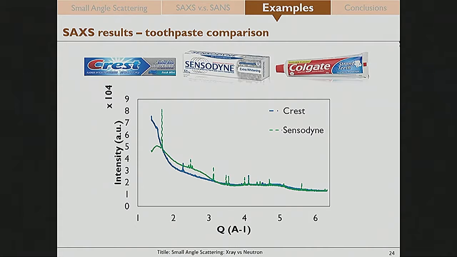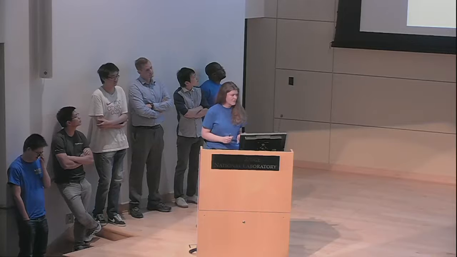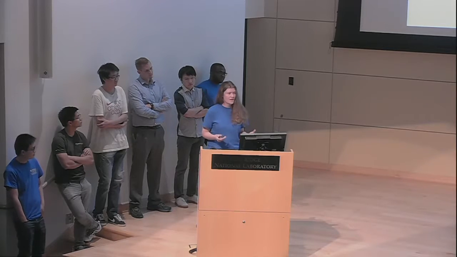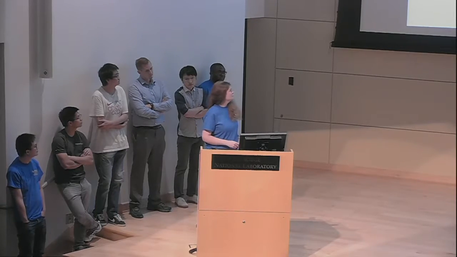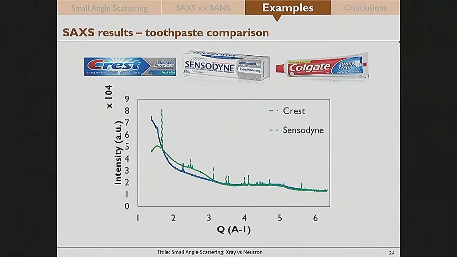To give you an idea of some other things we can do with SAXS and SANS, we looked at some commercial products, toothpaste. These are going to be aggregates of a whole bunch of different materials, of abrasives and flavors and different treatments for your tooth. And this is looking with probably the wide angle detector of the SAXS machine we used. You can see the diffraction peaks.